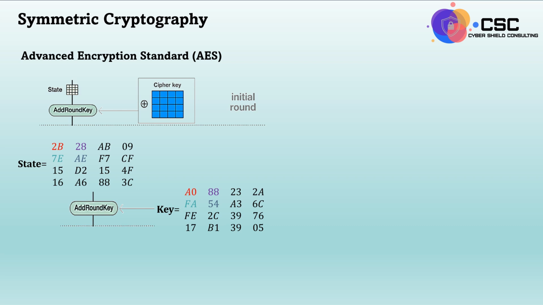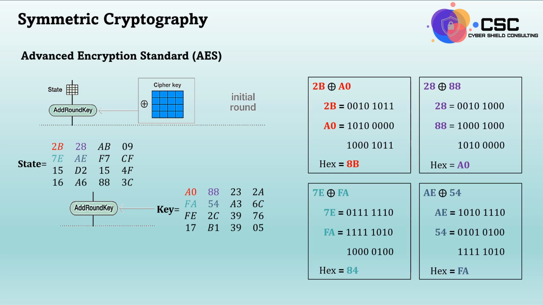This step integrates the encryption key into the data to add security. In add round key, each byte of the state matrix is XORed with the corresponding byte from the round key. Let's go through the 4 examples shown on the slide. We have 2b XORed with a0, resulting in 8b as a hexadecimal.